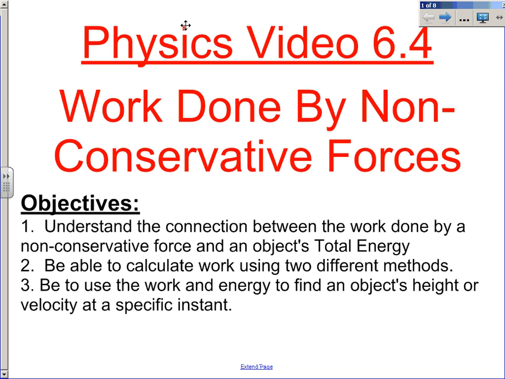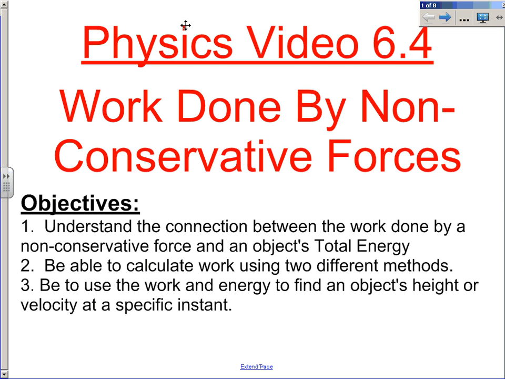You should understand the connection between the work done by a non-conservative force and the object's total energy. You should be able to calculate work using two different methods, which will both be outlined here. And thirdly, you should be able to use the work and energy to find an object's height or velocity at a specific instant, similar to how we did when we did conservation of energy in the last video.